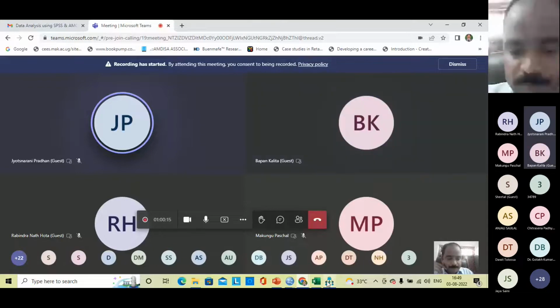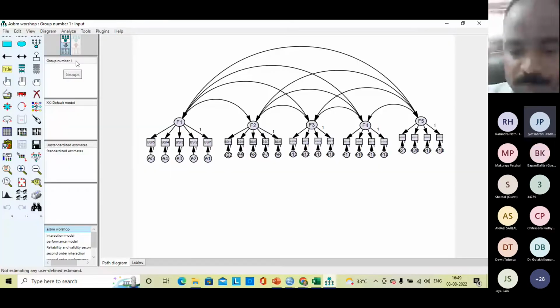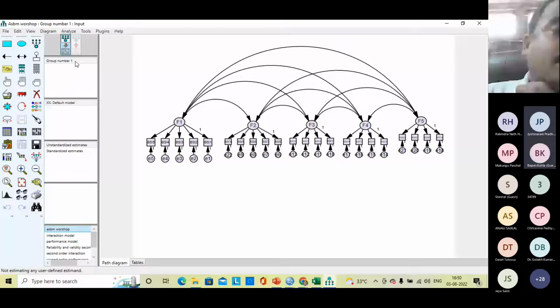Okay. So all of you please look at the left hand side. There is an icon written as group number 1. All of you got this? If anybody is facing a problem, please say yes, got it, or no. Okay, group number 1.